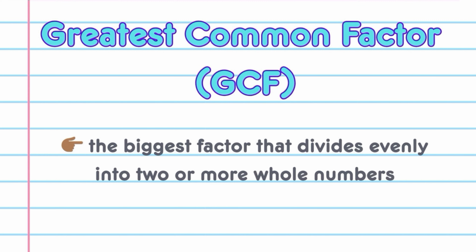Now, when we talk about a factor, these are numbers that multiply by each other to get another result. So if we think about 6, the factors of 6 are 1 and 6 and 2 and 3. So those numbers, 1, 6, 2, and 3, are all factors of 6.